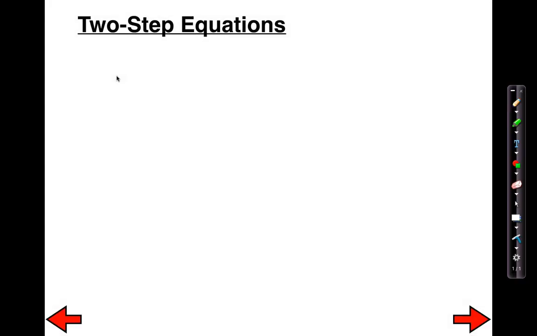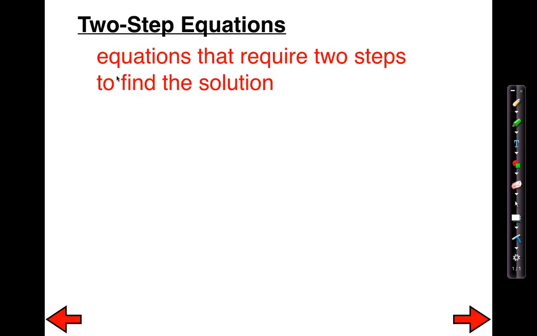Okay, so today our focus is on two-step equations. So what is a two-step equation? It's kind of self-explanatory. It's basically an equation that requires two steps to find the solution. In the past, we've worked on one-step equations, so now we're upping it in difficulty and making it two steps. So here we have 3x plus 1 equals 7.